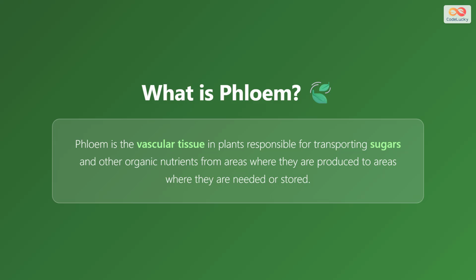Phloem is a specialized vascular tissue found in all vascular plants. Its primary job is to transport sugars and other organic nutrients throughout the plant body. These sugars are produced in certain areas, like the leaves during photosynthesis, and need to be moved to other parts of the plant. Phloem ensures that these nutrients reach areas where they are needed for growth, such as roots and developing fruits, or areas where they are stored for later use, such as storage organs like tubers.